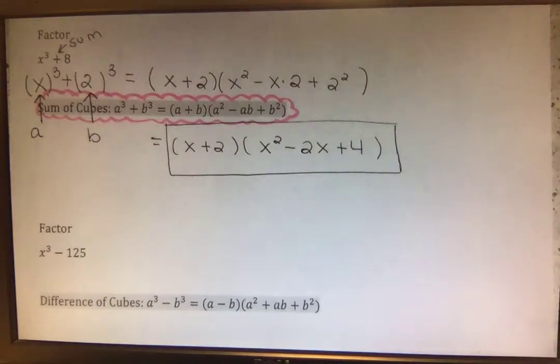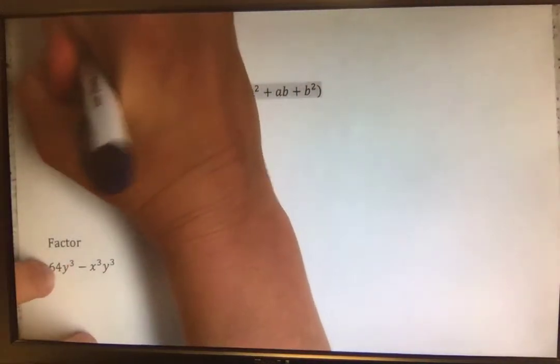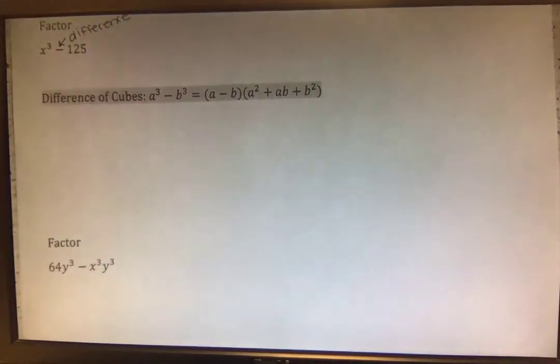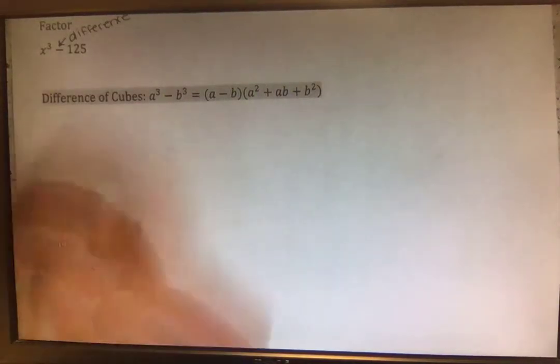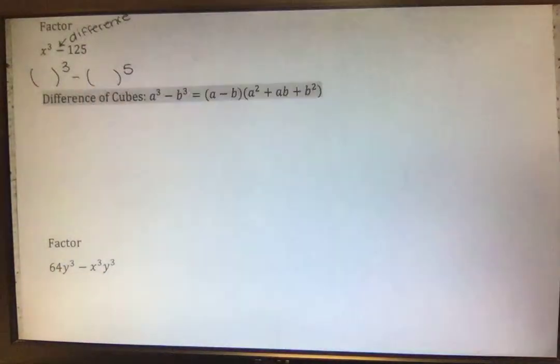Same thing for the next one. This one is x cubed minus 125. So this time we have that subtraction sign again, so we know it's going to be a difference. And I notice these are also perfect cubes. So I know I need to rewrite it as perfect cubes just like the previous problem. I'm already giving you the answer here.